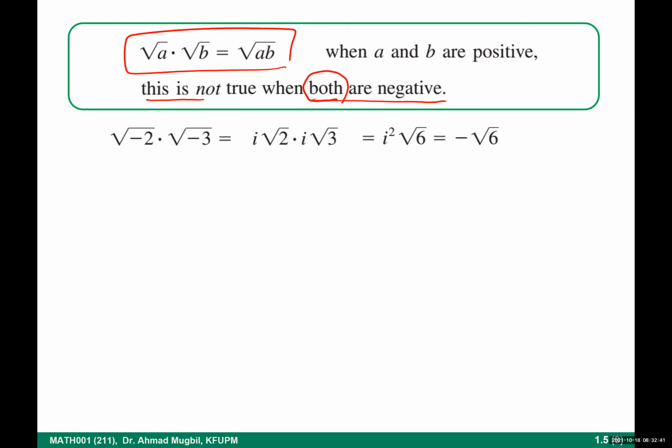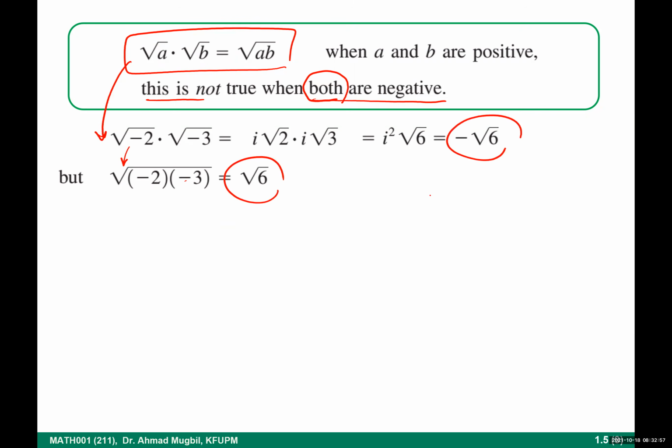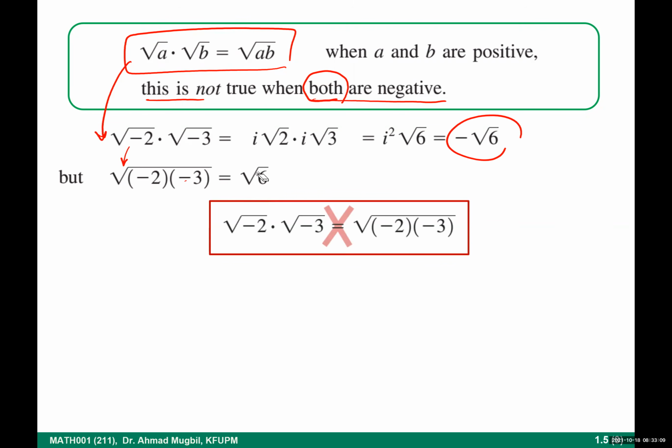Now, what will happen if we apply this rule here? Look what will happen. If you make this equal to this, it will be the square root of both, -2 times -3. You will have the square root of what? Negative by negative is positive, 2 times 3 is 6. Is this the same as this? They are not. So be careful when you multiply the square root of a negative number by the square root of a negative number. You should use the definition because here you have complex numbers. So keep this in mind.